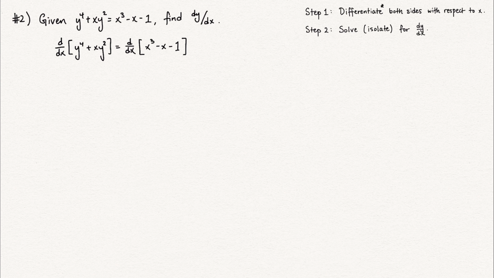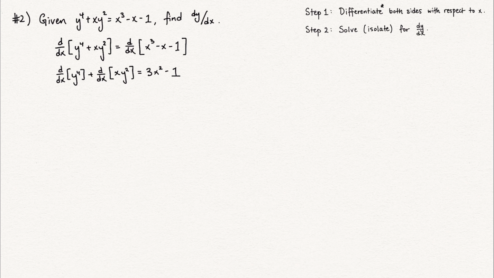All right, on the left-hand side, I'm going to distribute my derivative through to each of the terms. So I get the derivative with respect to x of y to the fourth, and then plus the derivative with respect to x of xy squared. And then this will be equal to, well, on the right-hand side, this derivative has no y's in it. So I'm actually just going to go through and differentiate this term directly. So we're going to get 3x squared minus 1.